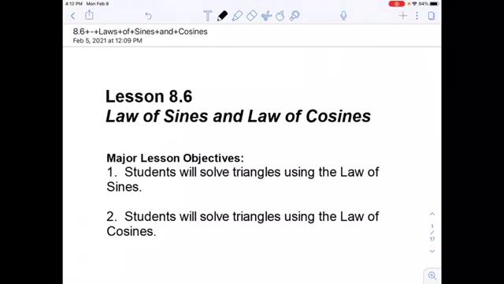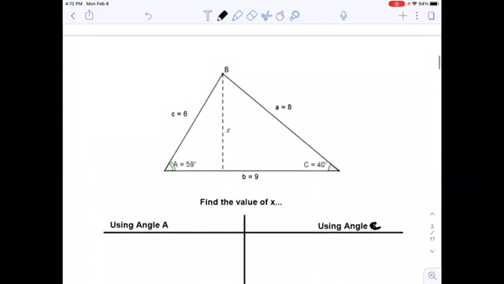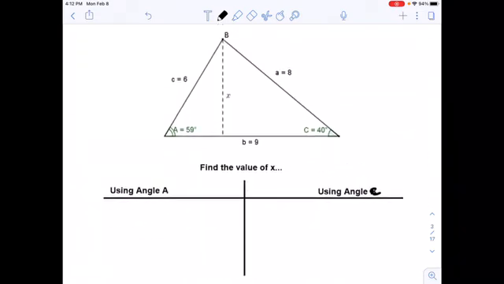Hello, today we are going to cover lesson 8.6, Law of Sines and Law of Cosines. By the end of this lesson, you will be able to solve triangles using both of these new laws, and they are also our new vocab terms. We're going to start out with a quick review of a trig function.